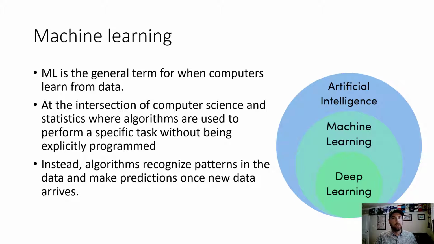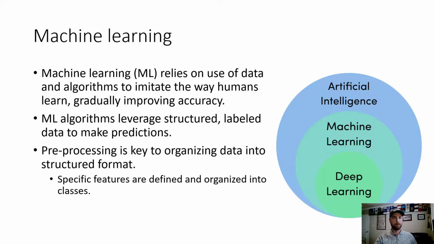So what's machine learning? Machine learning, as I said, falls under the umbrella of AI. Machine learning is the general term for when computers learn from data. Okay. So at the intersection of computer science and statistics, algorithms are used to perform a specific task without being explicitly programmed. Instead, the algorithms recognize patterns in the data and make predictions once new data arrives. And so it sounds fairly similar to deep learning, and you'll see that they are fairly similar. Deep learning just has less human involvement, essentially. So machine learning relies on the use of data and algorithms to imitate the way humans learn, gradually improving accuracy.